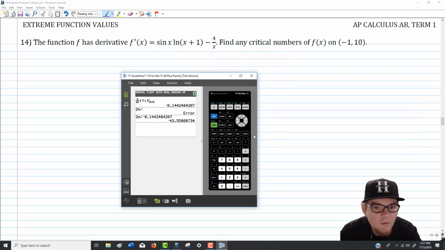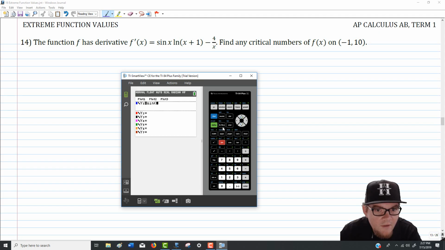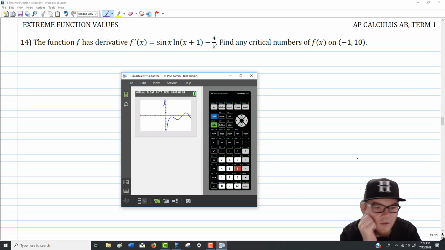Okay, so we're interested in what's happening with this function. Let's give it a shot. So we have sine of x, we have ln of x plus 1, and then we have -4 over x. And I don't really know what the zoom's going to look like, so I'll just go zoom standard to start.